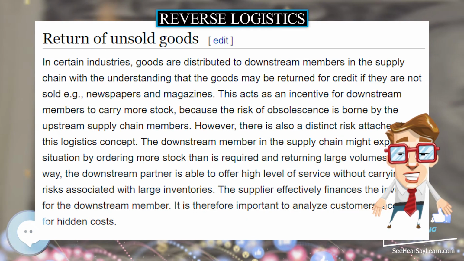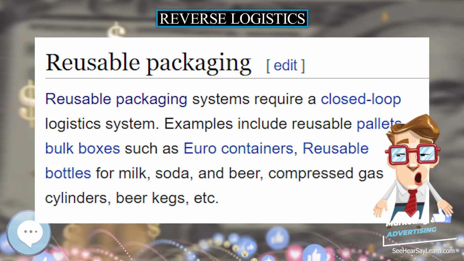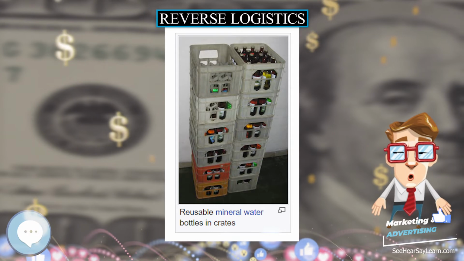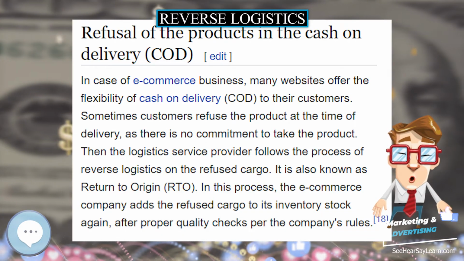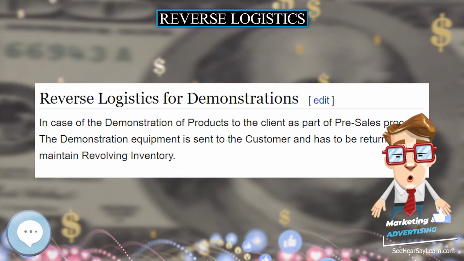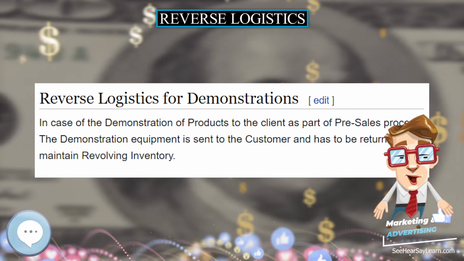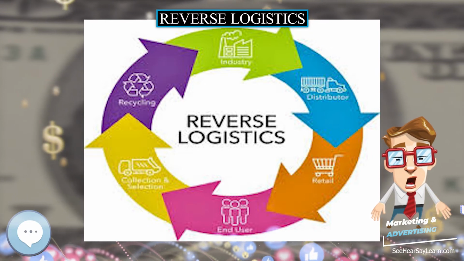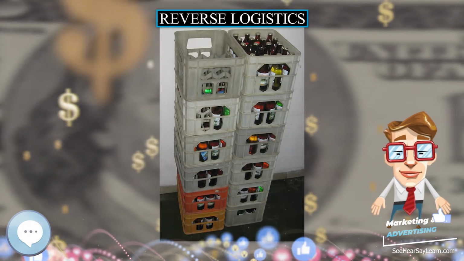However, there is also a distinct risk attached to this logistics concept. The downstream member in the supply chain might exploit the situation by ordering more stock than is required and returning large volumes. In this way, the downstream partner is able to offer a high level of service without carrying the risks associated with large inventories. The supplier effectively finances the inventory for the downstream member. It is therefore important to analyze customers' accounts for hidden costs.